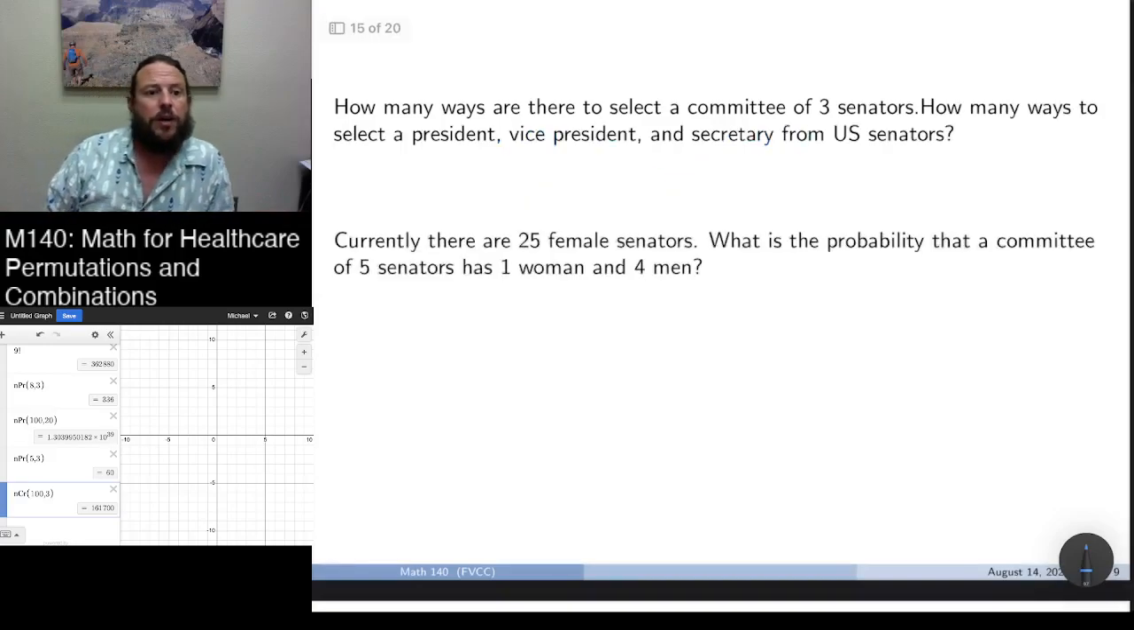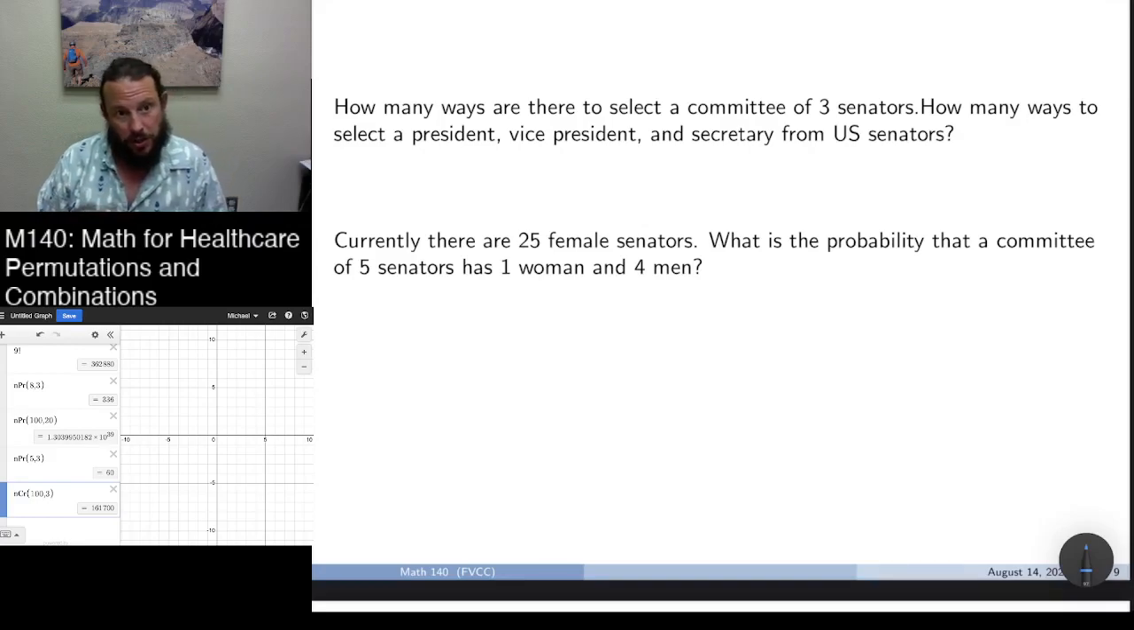Okay, so now currently there's 25 female senators. What is the probability that a committee of 5 senators has 1 woman and 4 men? All right, so now we're asking for a probability. It's really not any different than what we've been doing, okay? We just got to put in some new counting techniques.